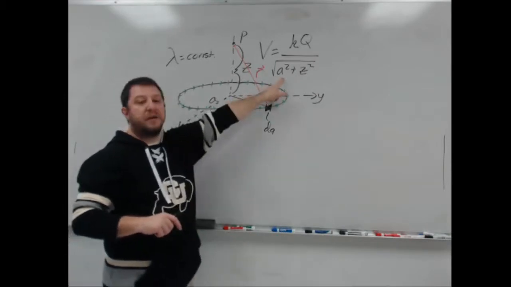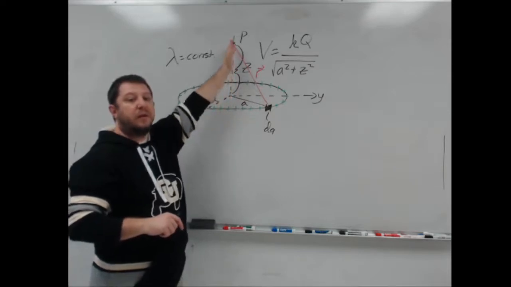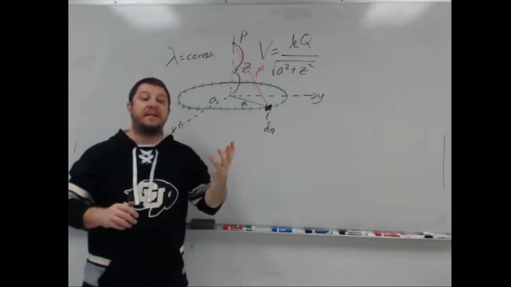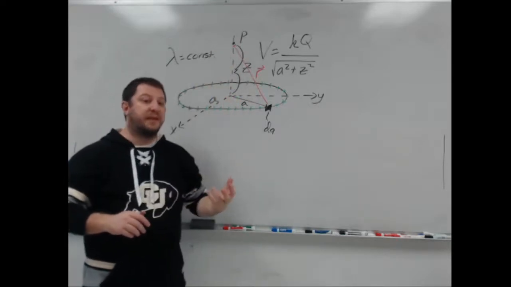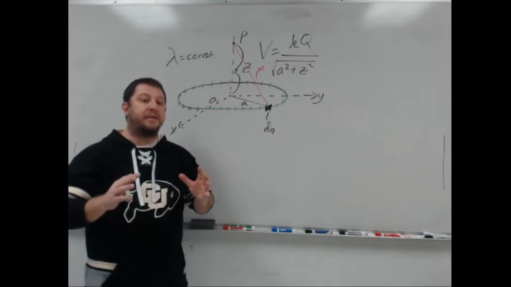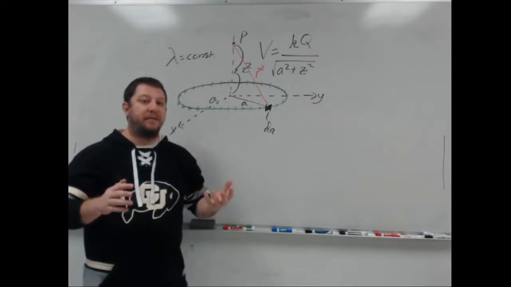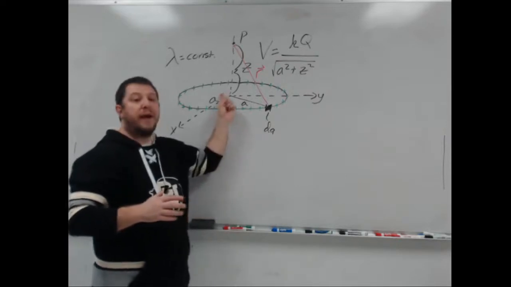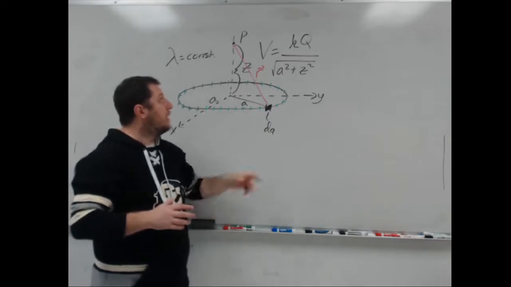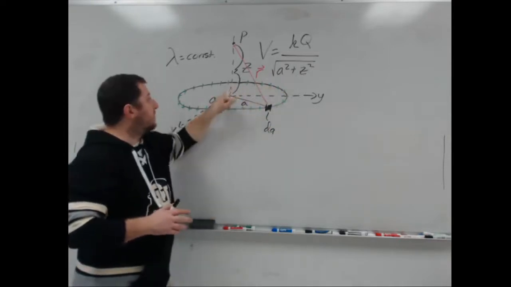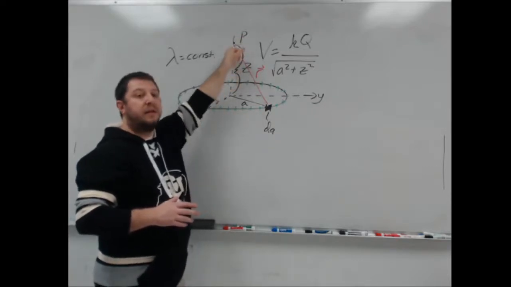So this function gets smaller as I move along the axis, which should make sense. As I move away from my charge distribution, my potential gets smaller. The way we define potential is that it is 0 at infinity. So the further away I get from my charges, the smaller my potential is. And so this is a decreasing function this way.